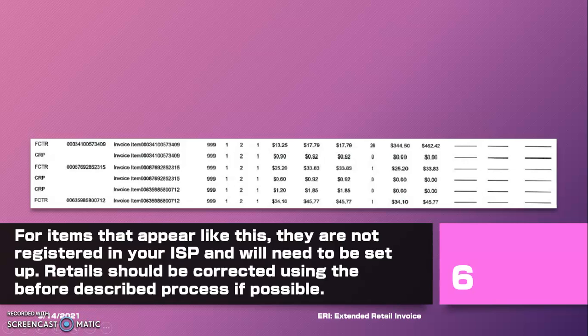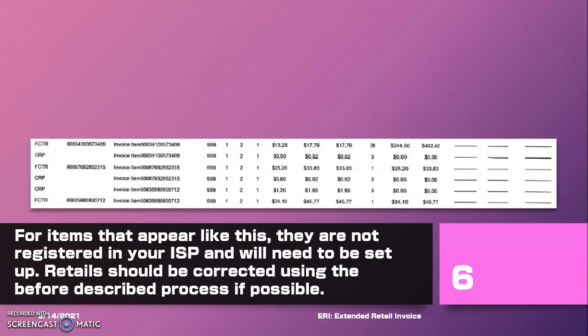For items that appear like this, so you can see that it doesn't have a name listed, it just has the UPC listed twice, along with a 999 PSA code. They are not registered in your ISP, and you will need to set them up. Retail should be corrected using the before described process, if possible.